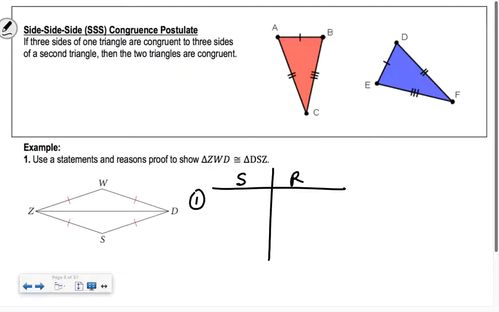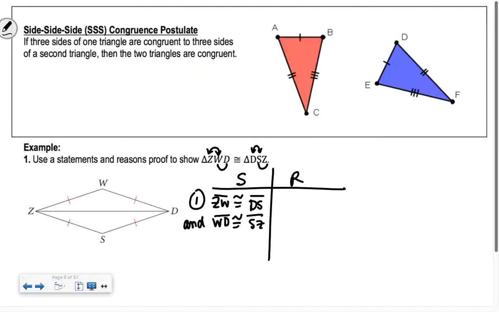So what were we given at first? We were given that ZW is congruent to, so let's go in the same order. If I had Z and then W, I'm going to do D and then S. And then we were also given that WD is congruent to, so if I do W and then D, I'm going to do S and then Z.